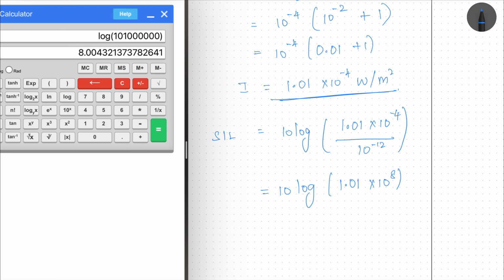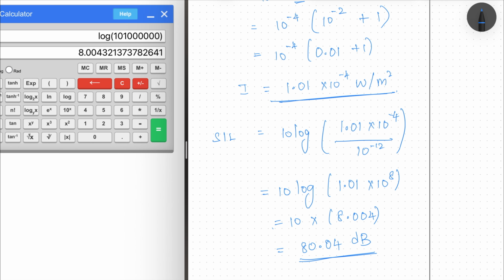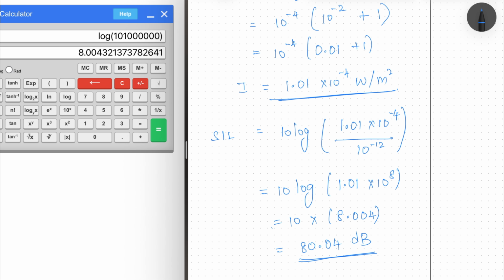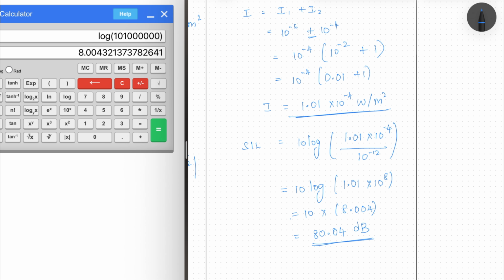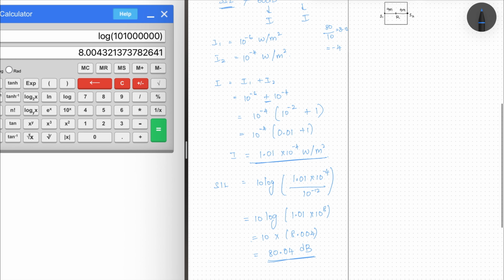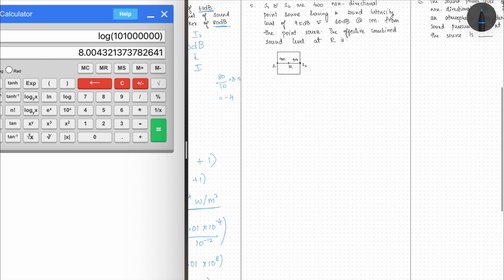Okay, so this is 10 into 8.004, which is 80.04 decibel, or you can just write it as 80 decibel. In the question they'll give you rounded off to 2 decibels or 3 decibels, so it depends upon that. So we're done with this question as well. Now let's move to the next question.